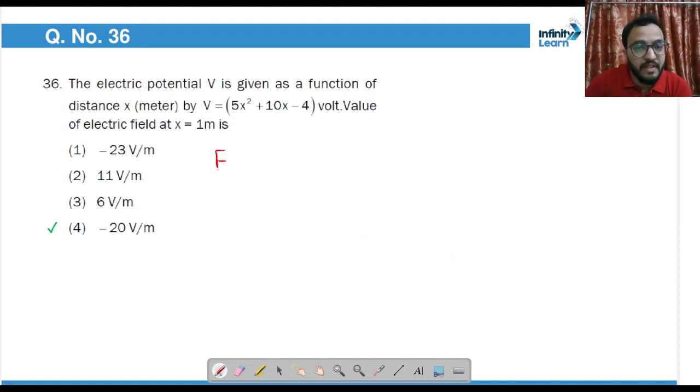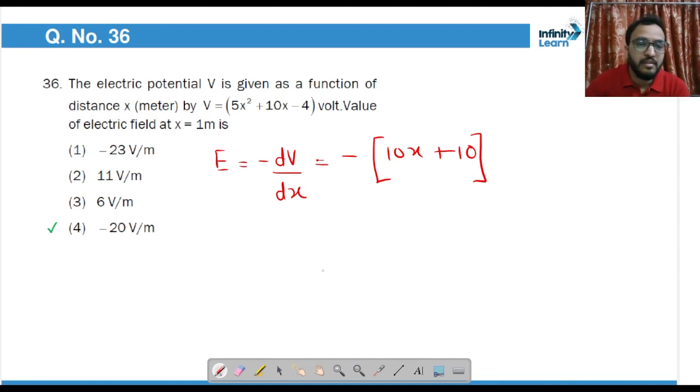Now what is electric field? Electric field is minus dV by dx. So it will be minus into 10x plus 10. Simply put the values, get your answer. Answer is minus 20. Okay. This is the formula.